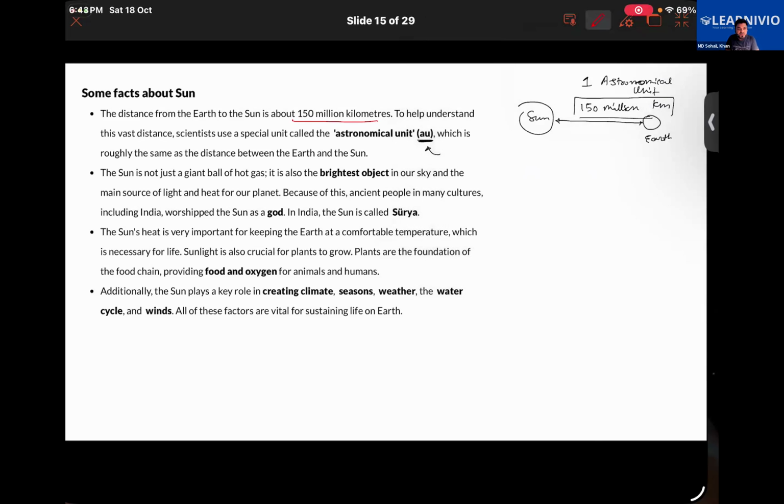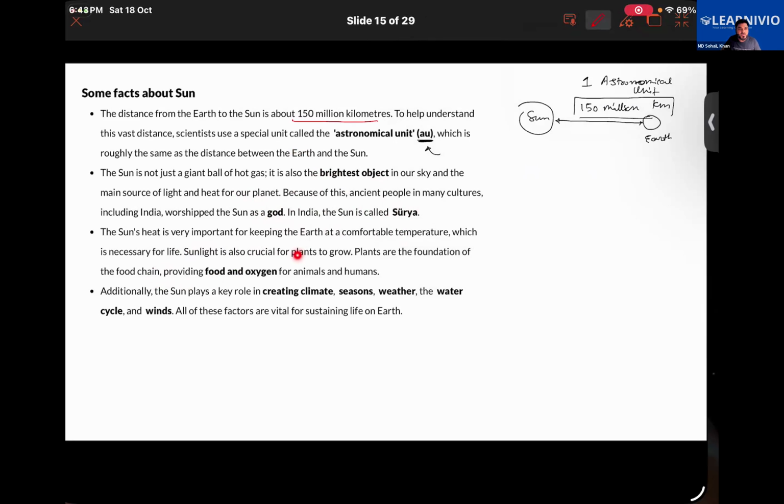Further, sun is not just a giant ball of hot gases. It's also the brightest object in our sky, and the main source of light and heat for our planet. And because of this, ancient people in many cultures, particularly in Asia, like in India, used to worship the sun as god. And in India, the sun is called Surya. The sun's heat is very important for keeping the earth at a comfortable temperature, right?